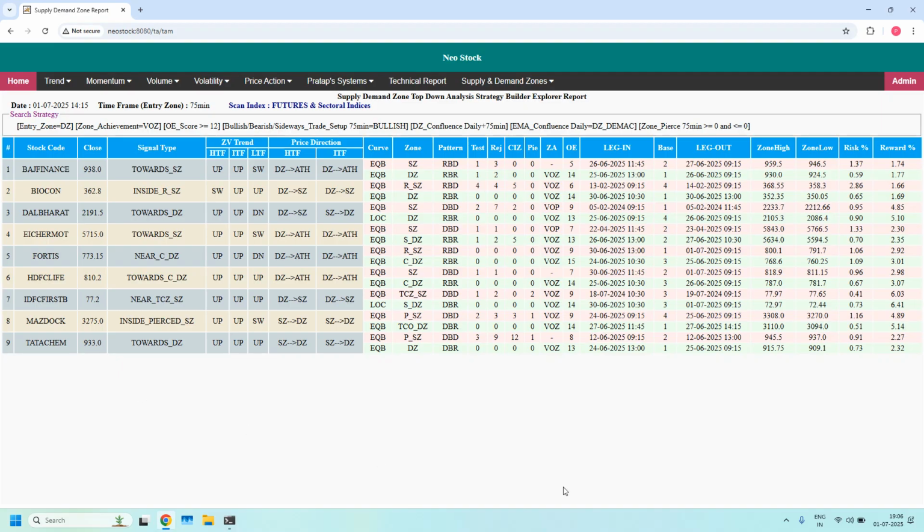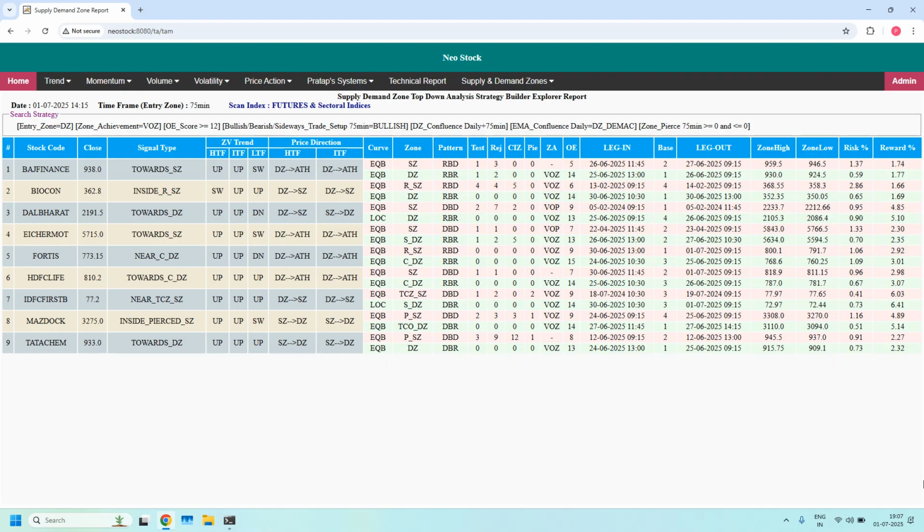Now we got 9 stocks. These 9 75 minutes demand zones might be having stronger institutional order flows, provided lesson 20 checklist items are satisfied. Otherwise, zones might be violated. This is based on LTF and ITF demand zone confluence, and ITF EMA confluence. Those filters we have specified here.